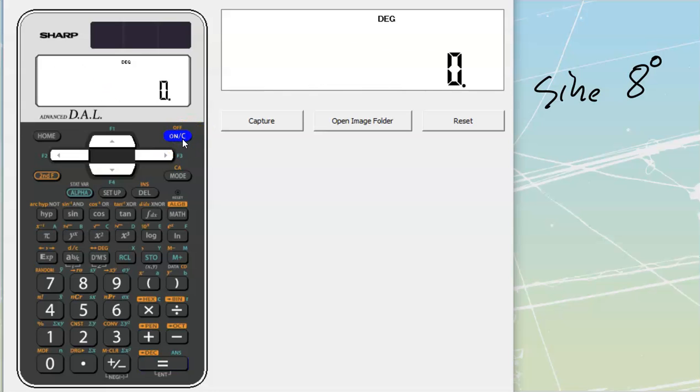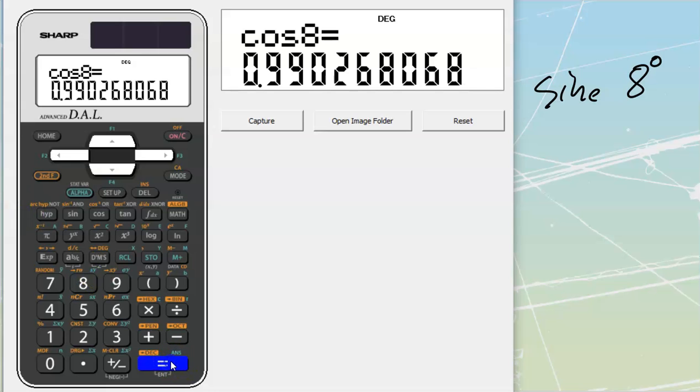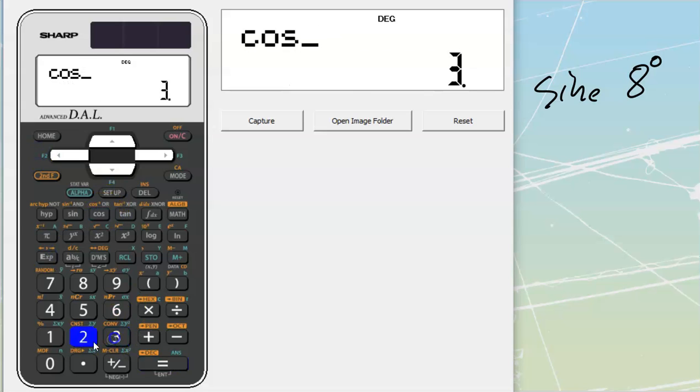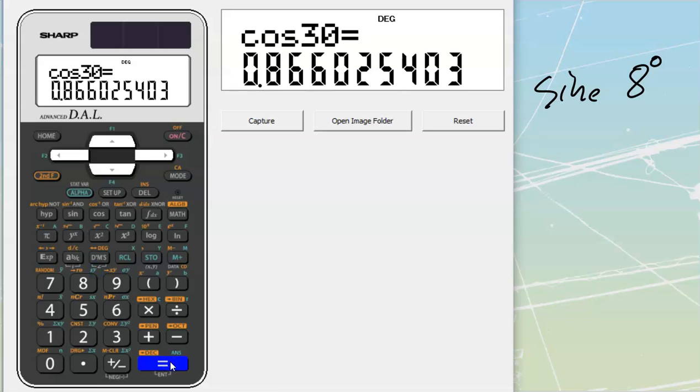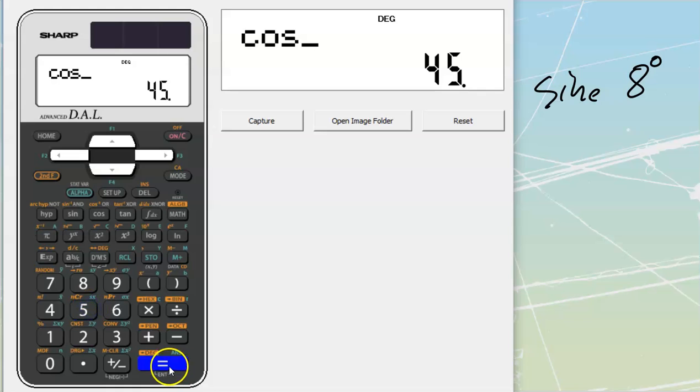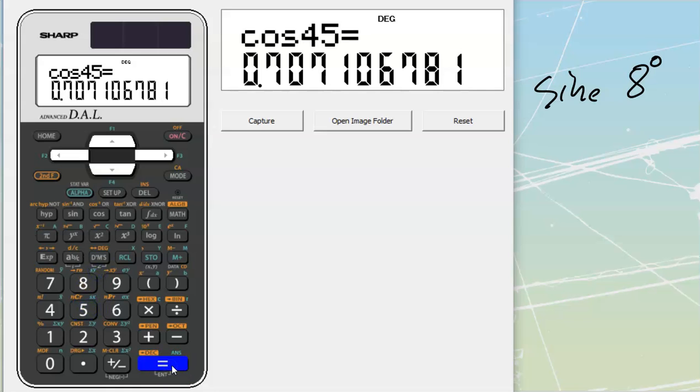Let's start with our cosine of 8 degrees. Cosine of 8 degrees is 0.99. By the time we go to a cosine of 30 degrees, it's going to be 0.86, so we see it's dropping. And by the time we go to a cosine of 45 degrees, it's going to be 0.707, and we see that it's continuing to drop. You should note that the sine and the cosine are both the same once we get to 45 degrees, and that would make sense because the adjacent and the opposite sides are going to be equivalent at that point.